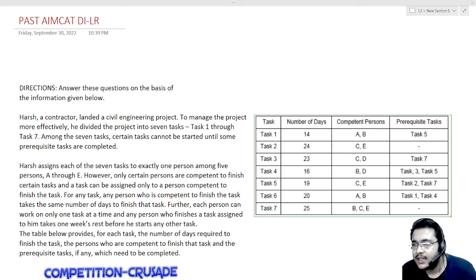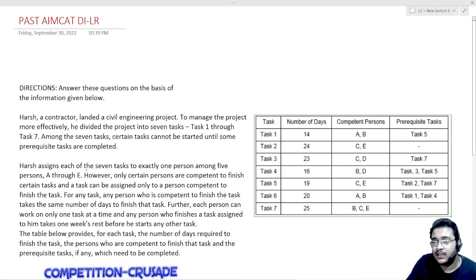Now the actual interpretation starts from this area. However, only certain persons are competent. So it is not like all the 5 persons are competent. Only certain persons are competent enough to finish the task, and a task can be assigned only to a person competent to finish the task. So this is the most important.